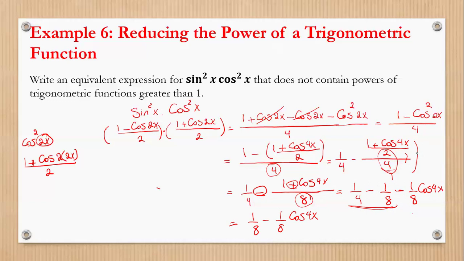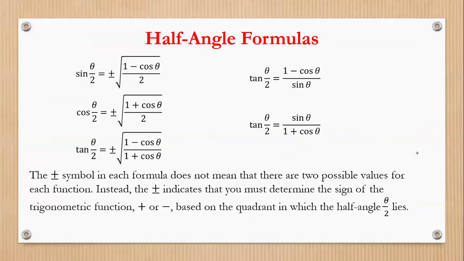Now it's done. We have an expression equivalent to the sine square times cosine square, which has no powers more than 1. And the other set of formulas are called the half-angle formulas. Half-angle formulas again come from the previous formulas, but are just written in a different form.